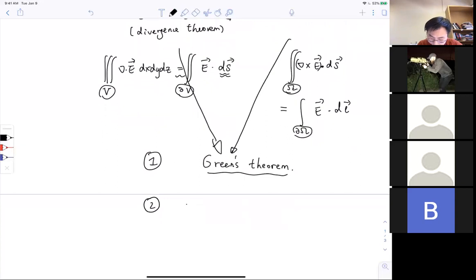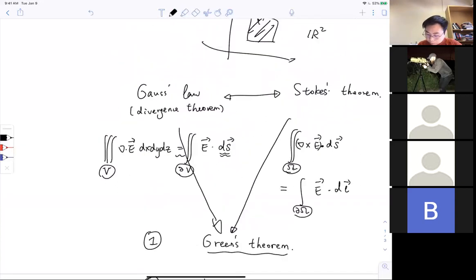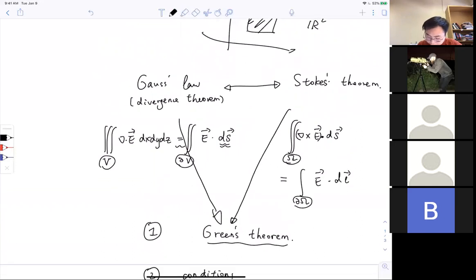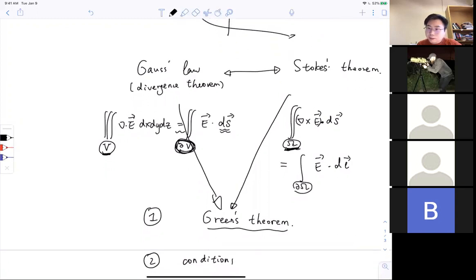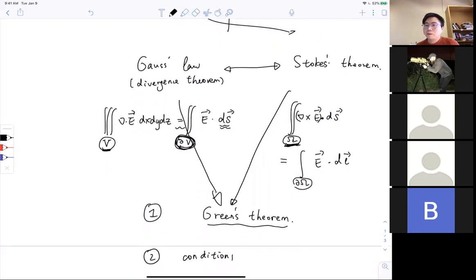A quick question. With Stokes, the surface doesn't have to be closed, but all of the other surfaces are closed. Right, this one doesn't have to be closed, and here the surface is closed because this surface is the boundary of the volume. Right. A boundary of something is closed. Got it.